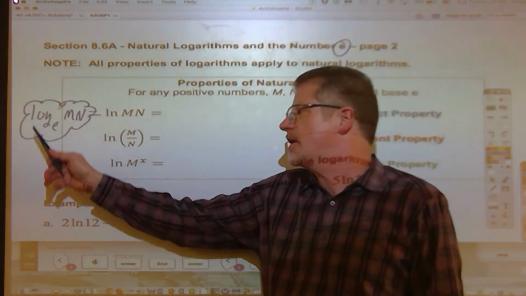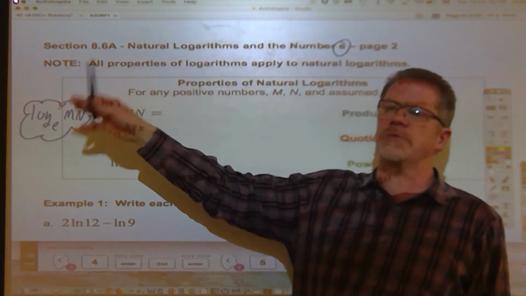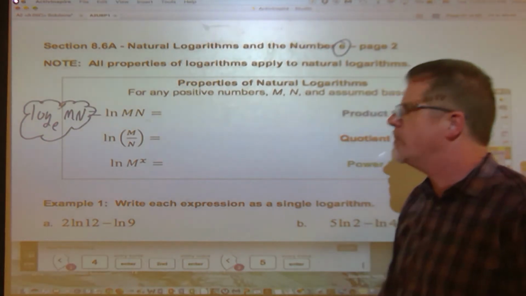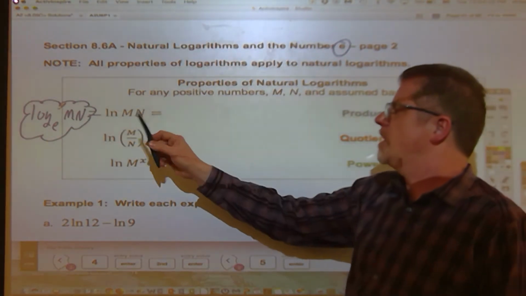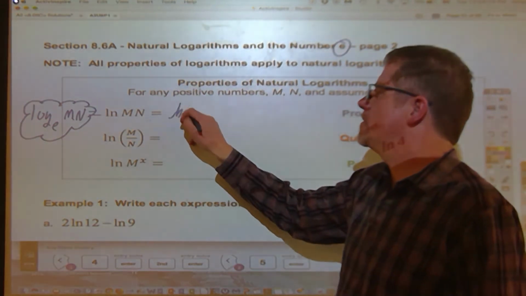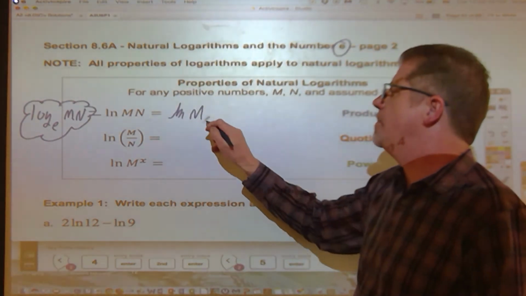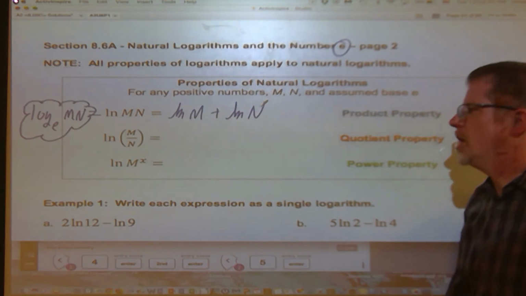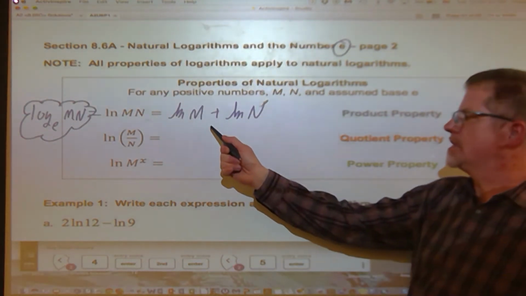So I put a cloud around that to indicate, it's like a mind cloud. That's what's going on in your mind, but you don't really write that down very often. Okay, so just like the log of a product is the sum of the logs, we write that as natural log m plus natural log n. The log of a product is the sum of the logs.